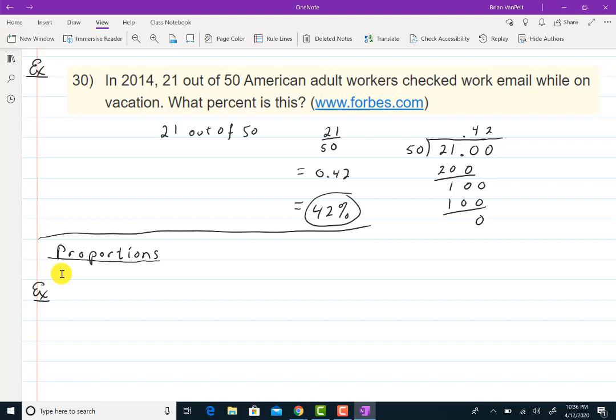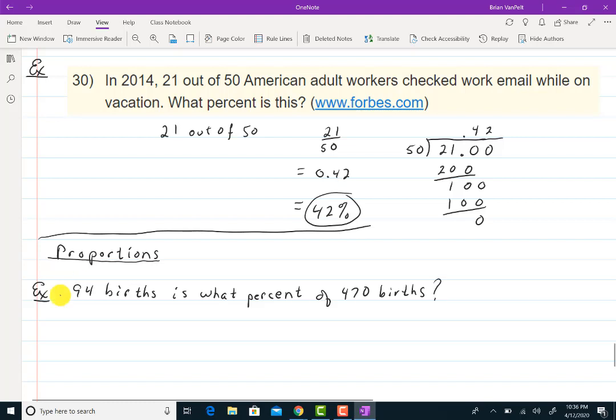Let's see what we have. 94 births is what percent of 470 births? Now, to me, the equation that you could invent starts at what and ends at the question mark. Right there is the equation sitting there waiting for you to write it out underneath of it.